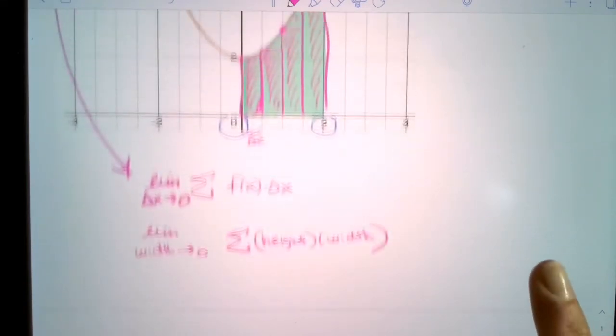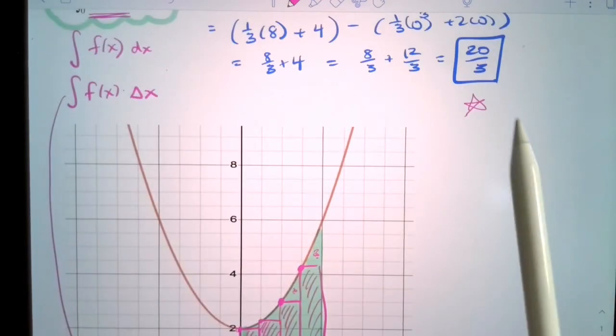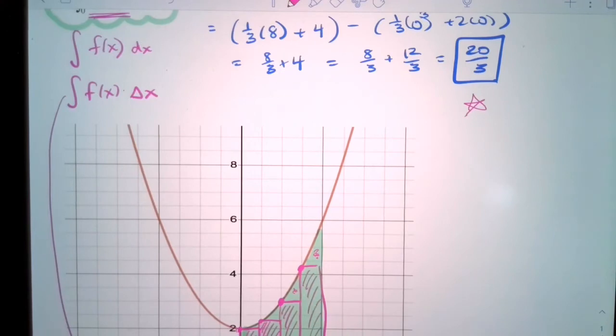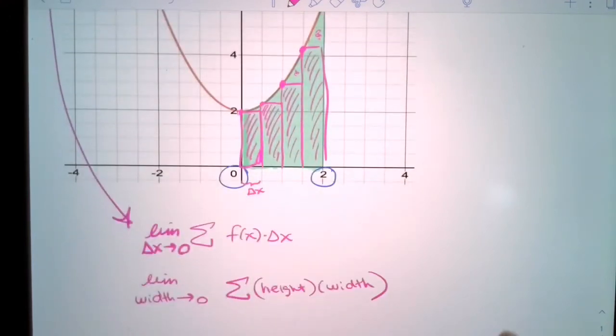So anyway, again, we found our area quickly. It was 20/3. It's exact. We are not going to do Riemann sums. I don't want anyone to be terrified of doing Riemann sums in Calc 2. But I want to remind you of how things were developed.